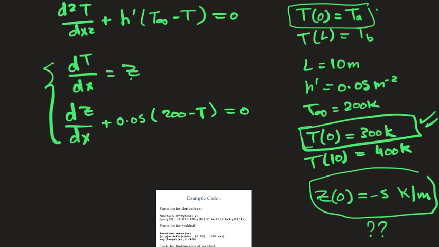Has anyone figured it out? We define them as vectors. So the first element would be T, which is temperature, and the other one Z. Yes, go ahead and write anything.